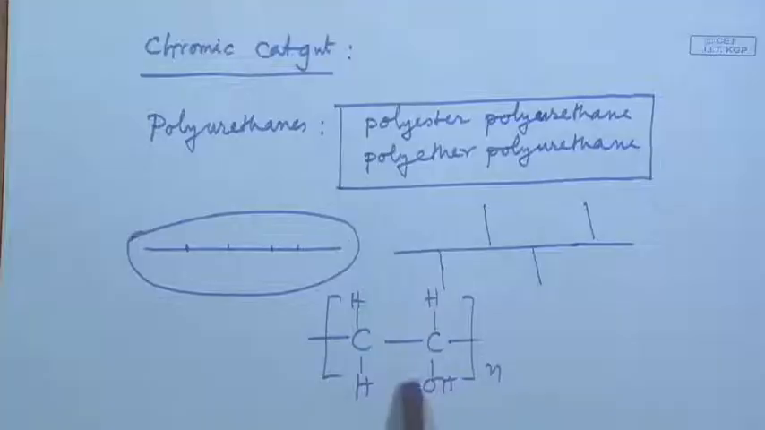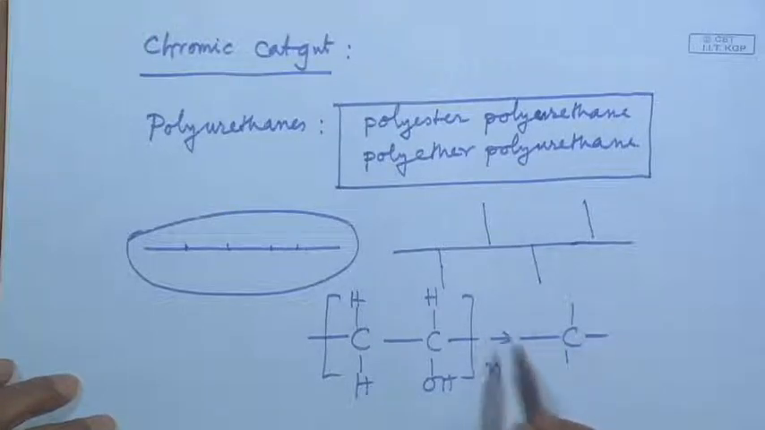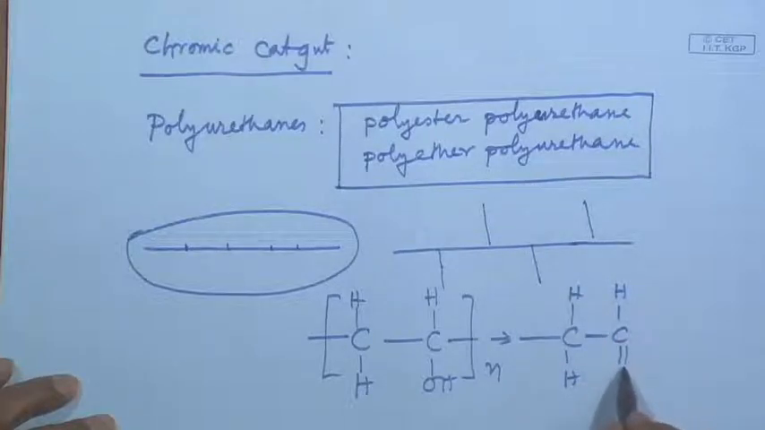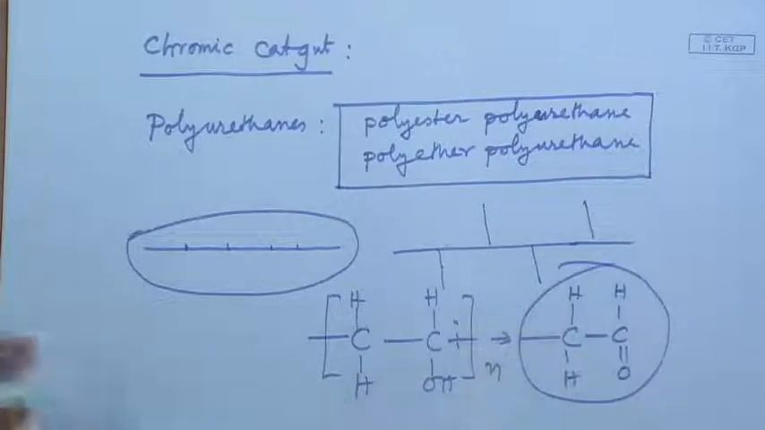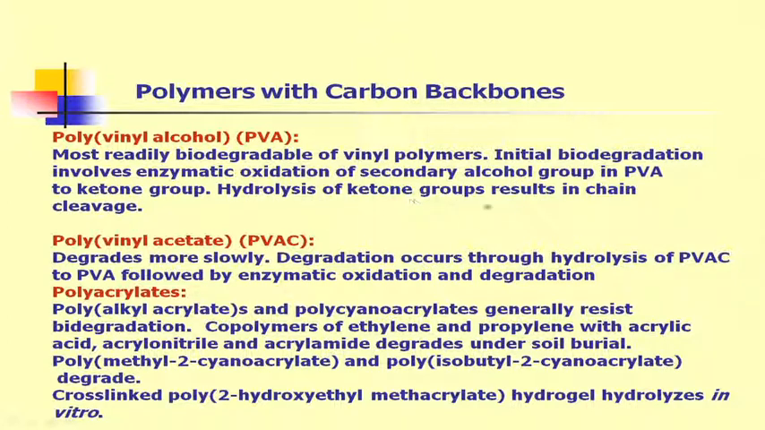It is converted to ketonic group like this. So, it will break over here and form a ketone. So, fragmented polymer. So, ketonic groups, hydrolysis of ketone group results in chain cleavage. So, gradually hydroxyl groups are converted to ketone, then ketone groups result in chain cleavage.